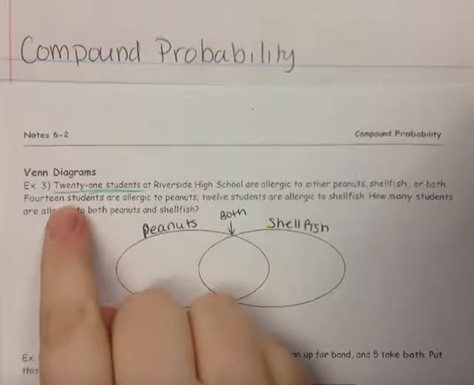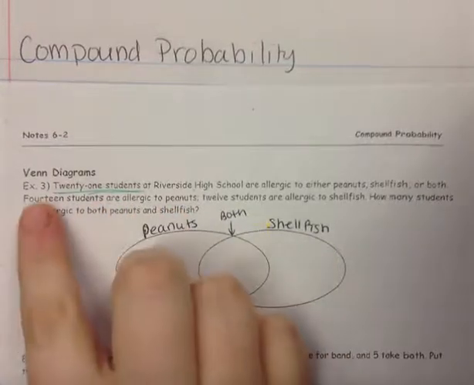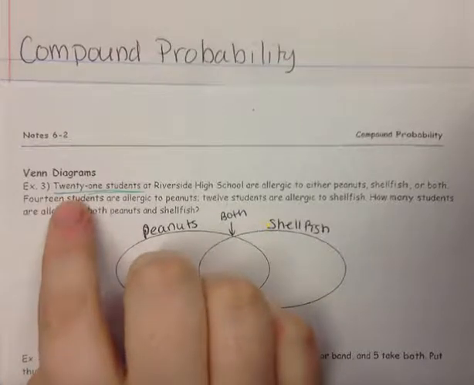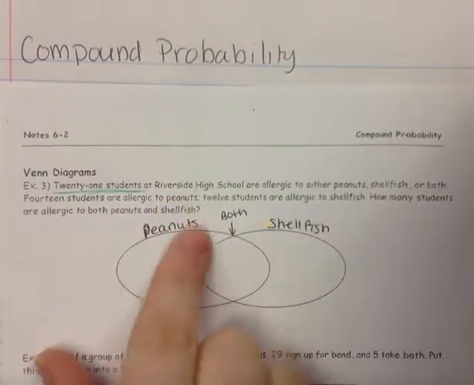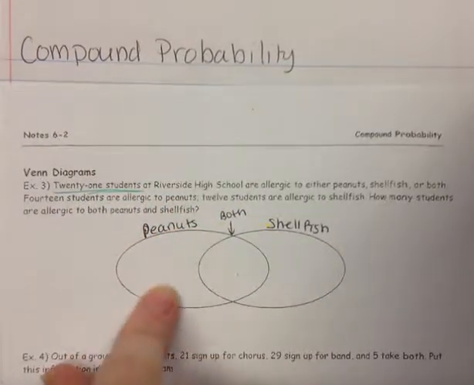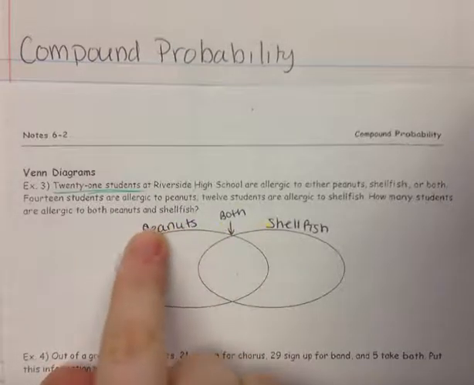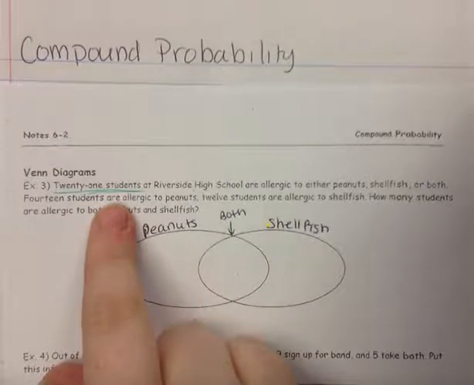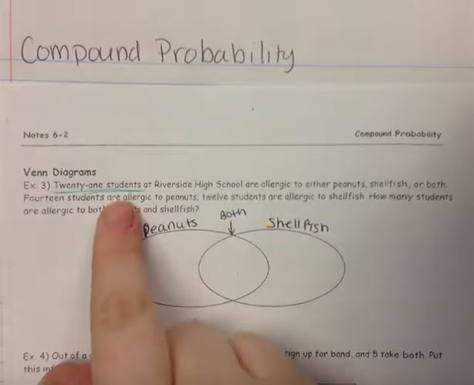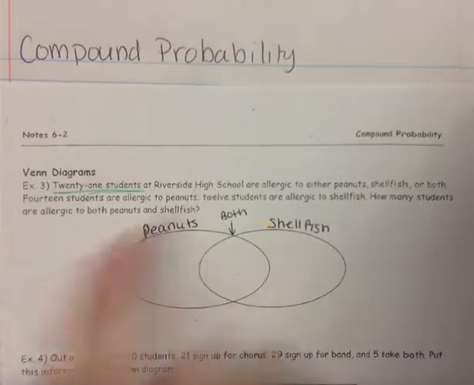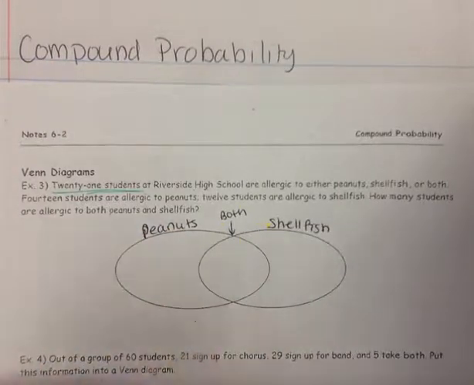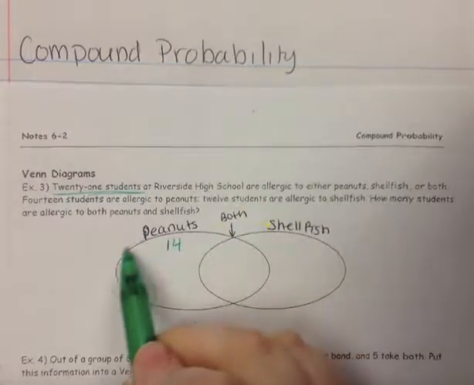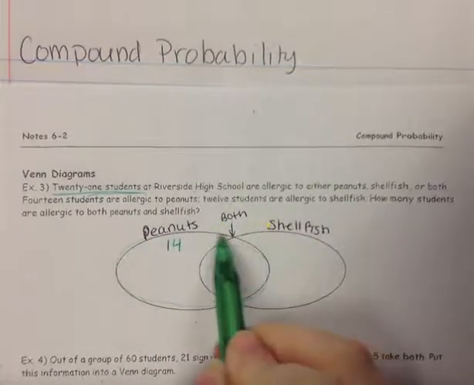We have 14 students that are allergic to peanuts. Now please understand the wording of this is incredibly important, just as always. 14 students are allergic to peanuts. That means that this entire circle, there are 14 students. It does not say that 14 students are only allergic to peanuts. That "only" is missing from here. So I can put 14 students in here, because this will include all of these. All of these are 14.